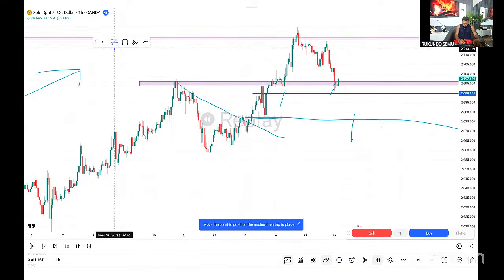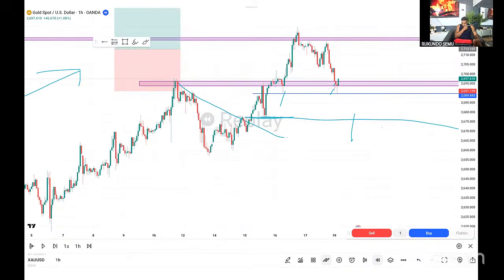We are going to risk 1 to 1, 1 to 2. Any trade that gives us 1 to 1 and 1 to 2, we are going to consider it as a win. Are you understanding it, guys?